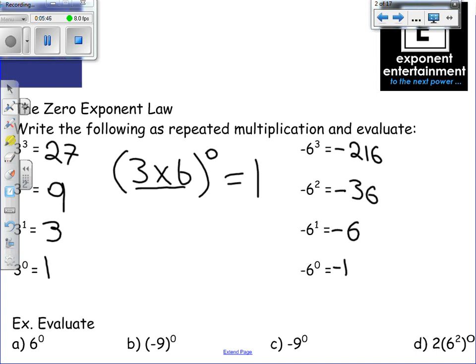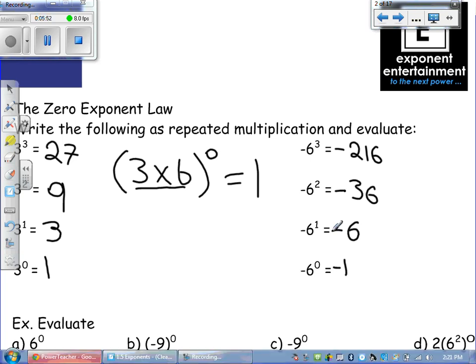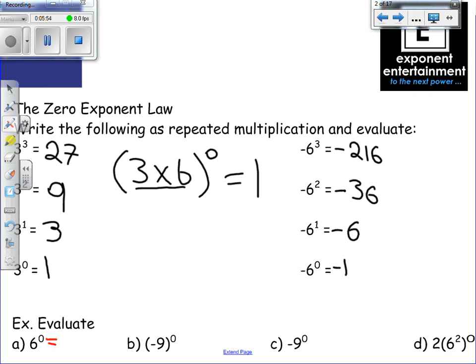The examples. Just keep going along. What's 6 to the power of 0? 1. What's negative 9 to the power of 0? 1. What's negative, that's not in the brackets. What's it equal to? Negative 1.